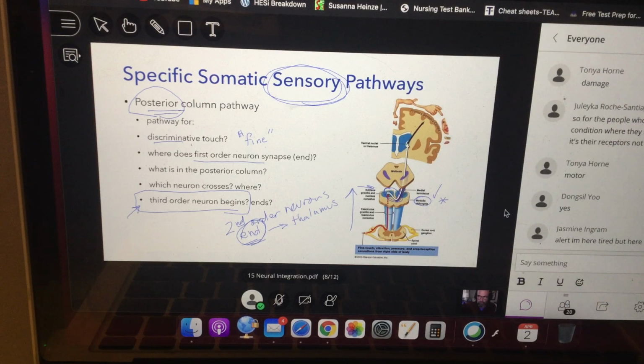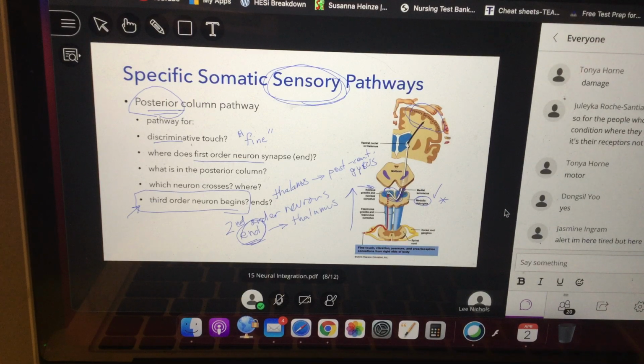For all the pathways that we want you to know, the third order neuron begins in the thalamus and ends in the post-central gyrus, or the primary somatosensory cortex. The third order neuron begins in the thalamus and ends in the posterior, or the post-central gyrus, primary somatosensory cortex. Okay? For all of them that we want you to know.